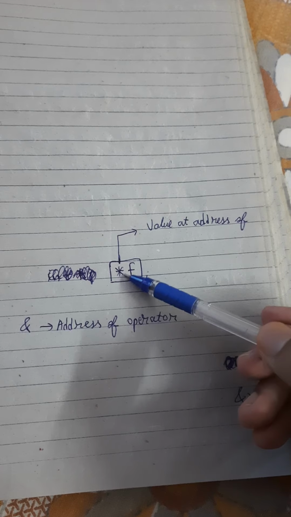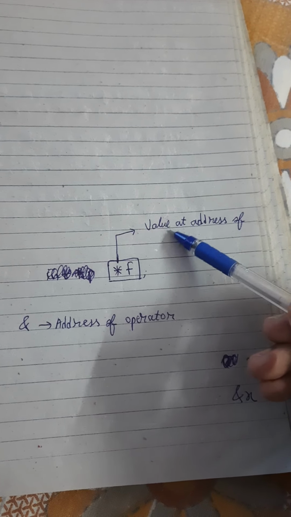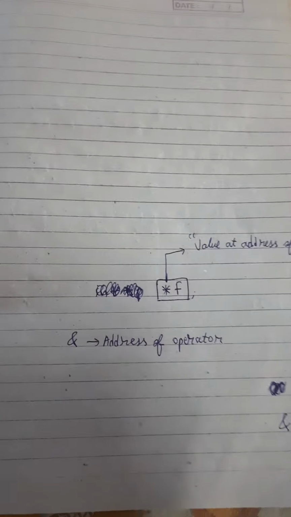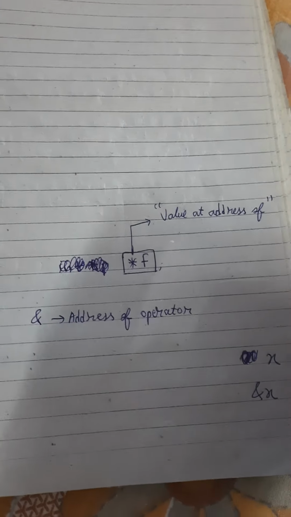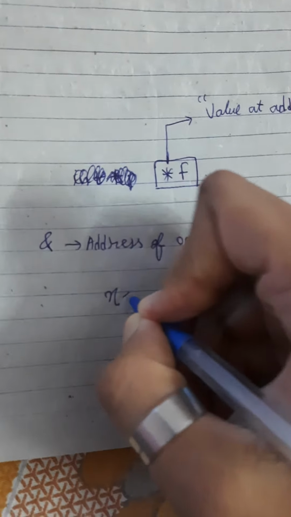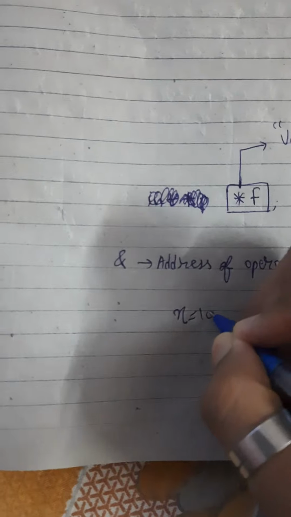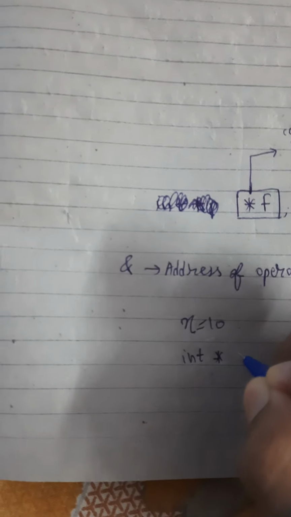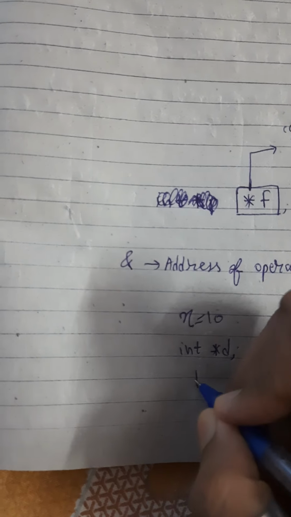So what does this star basically indicate? This is value at address of. You can remember this thing. This basically means value at address of. I'm just explaining this. Suppose I have x equals 10 and I declare a pointer d.